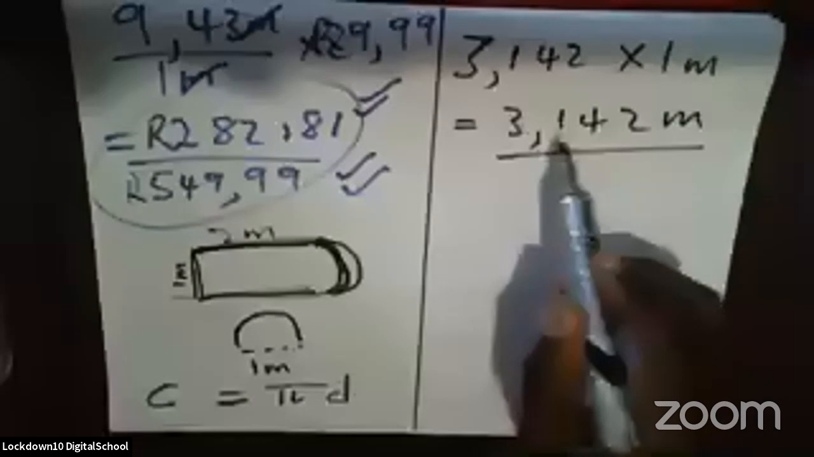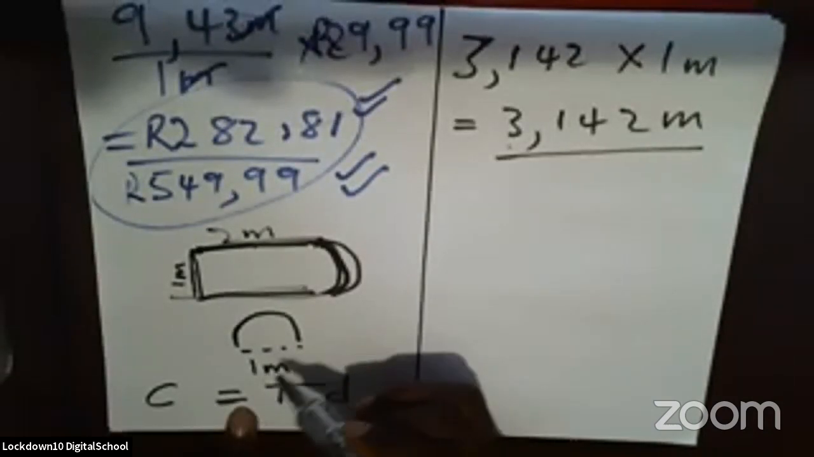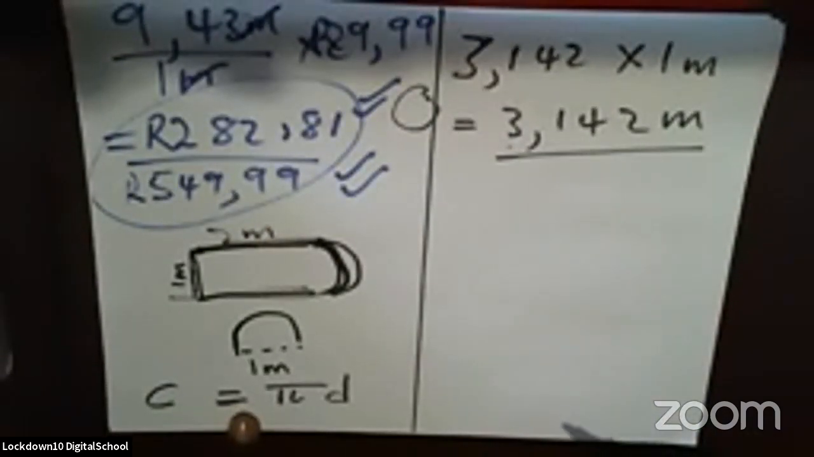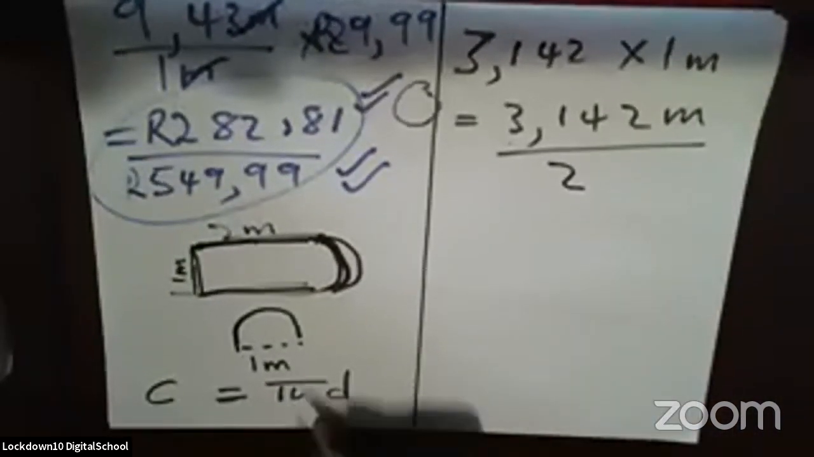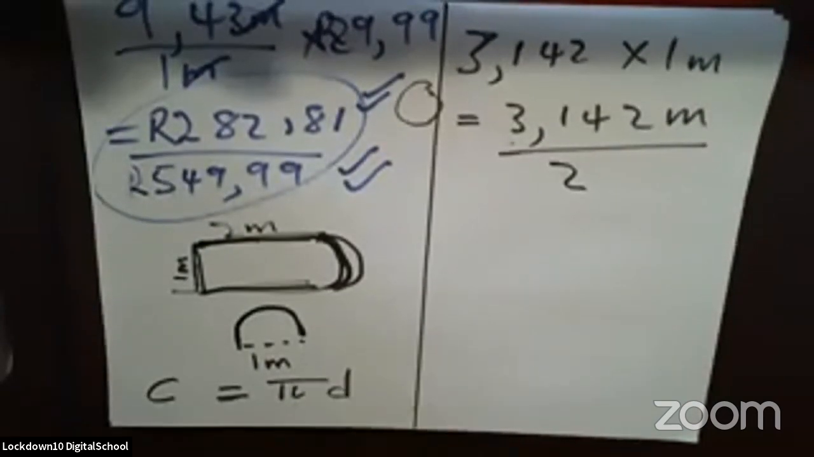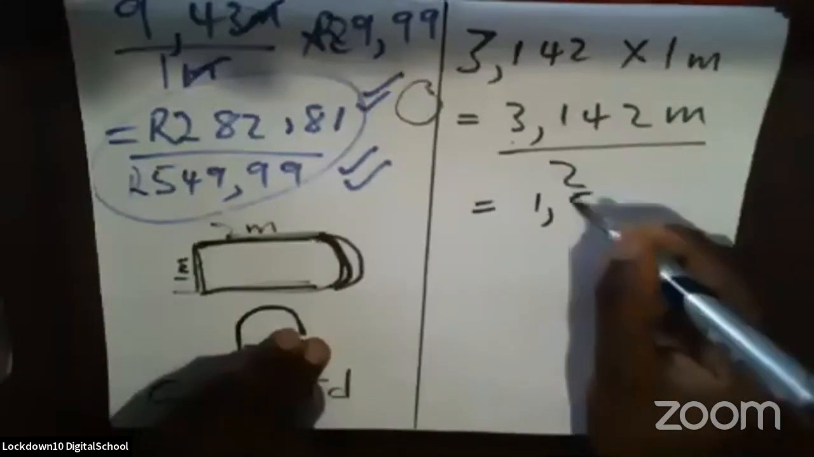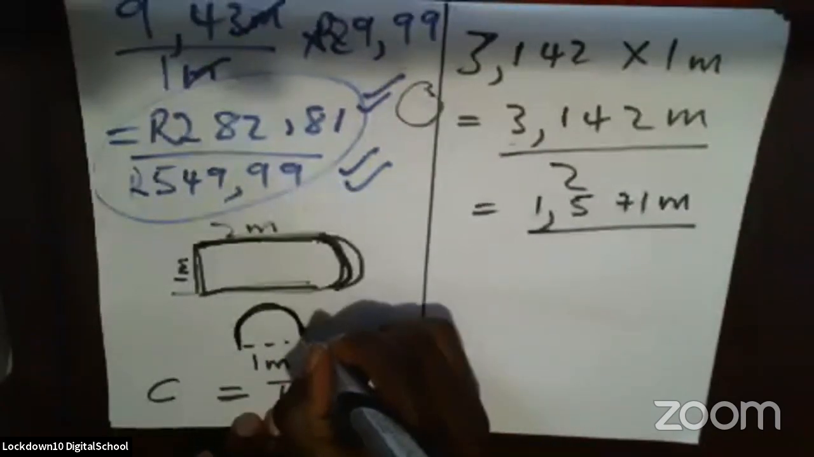But this value we have here is not the circumference of the semicircle. It's actually the circumference of a full circle. So what do I do to this value? I have to divide by 2 because it is a half circle. I want half the circumference. So 3.142 divided by 2. What do I get? 1.571 meters. So this is the value for the circumference here.